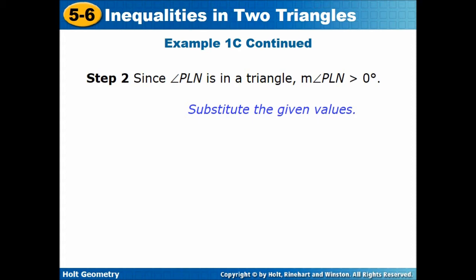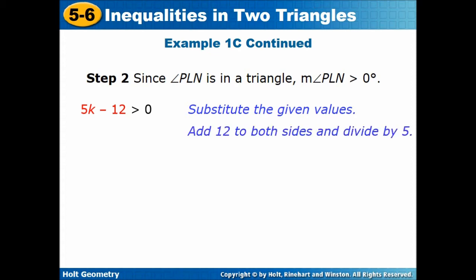Since angle PLN is in a triangle, the measure of PLN has to be greater than 0 degrees. So we're going to substitute the given values. And so we're going to say that 5k minus 12 is greater than 0. We'll add 12 to both sides and divide by 5, and we're solving. And we get k is greater than 2.4. So you see we're going to develop a range here.